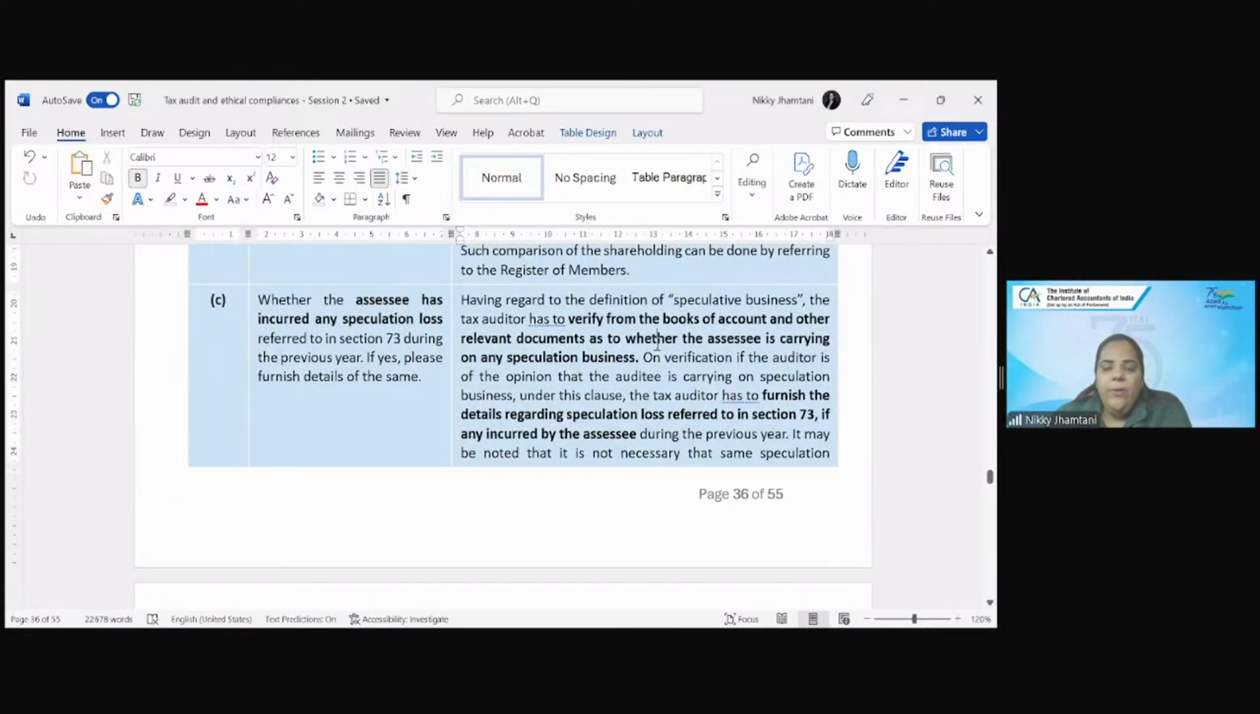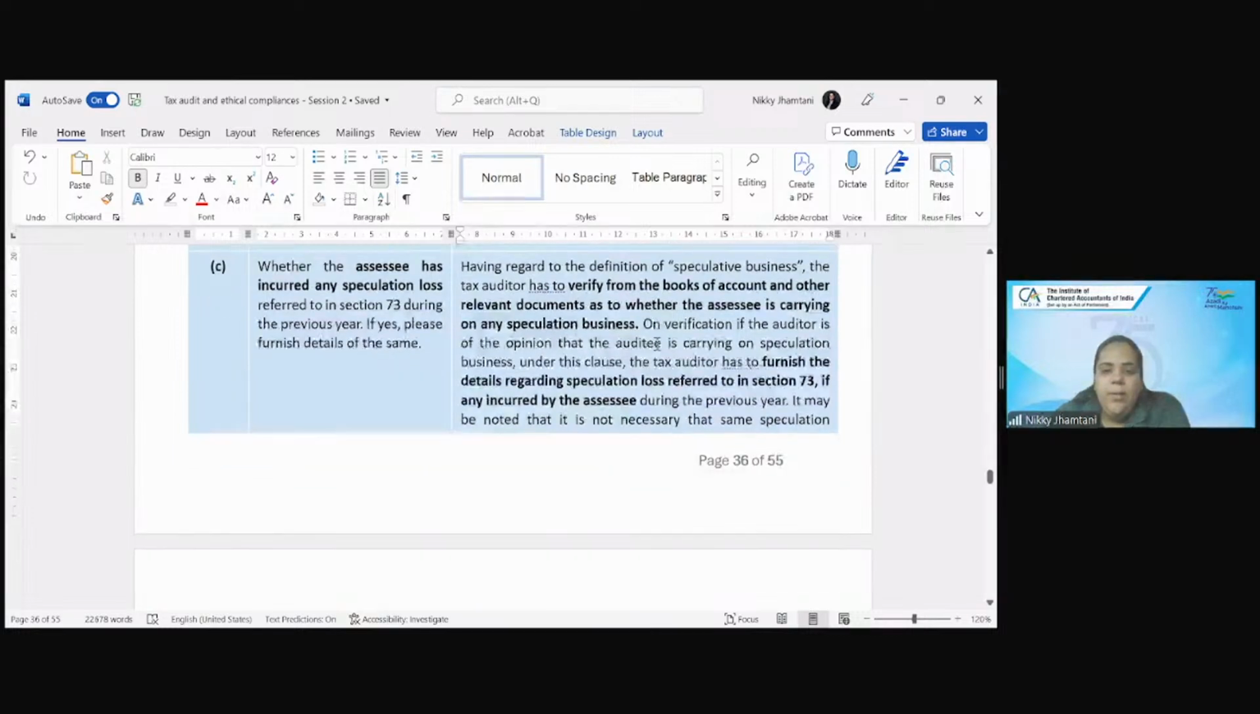Having regard to the definition of speculative business, the tax auditor has to verify from the books and other relevant documents as to whether the assessee is carrying on any speculation business. On verification, if the auditor is of the opinion that the auditee is carrying on speculation business under this clause, the tax auditor has to furnish the details regarding speculation loss referred to in Section 73, if any incurred by the assessee during the previous year.